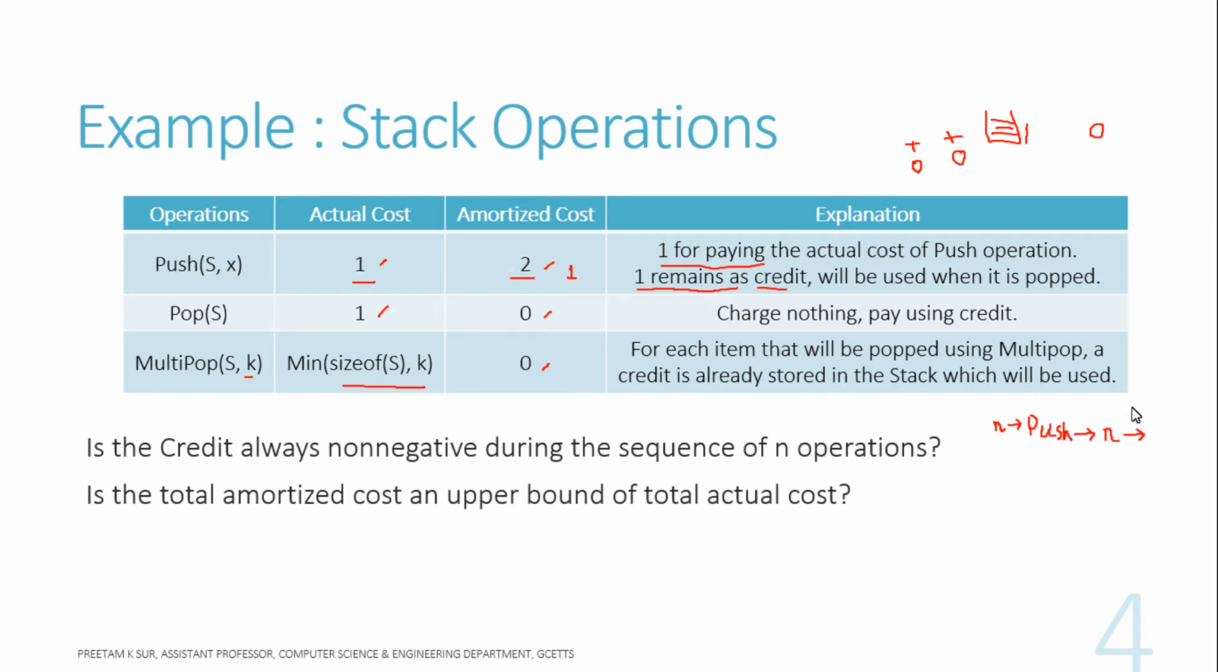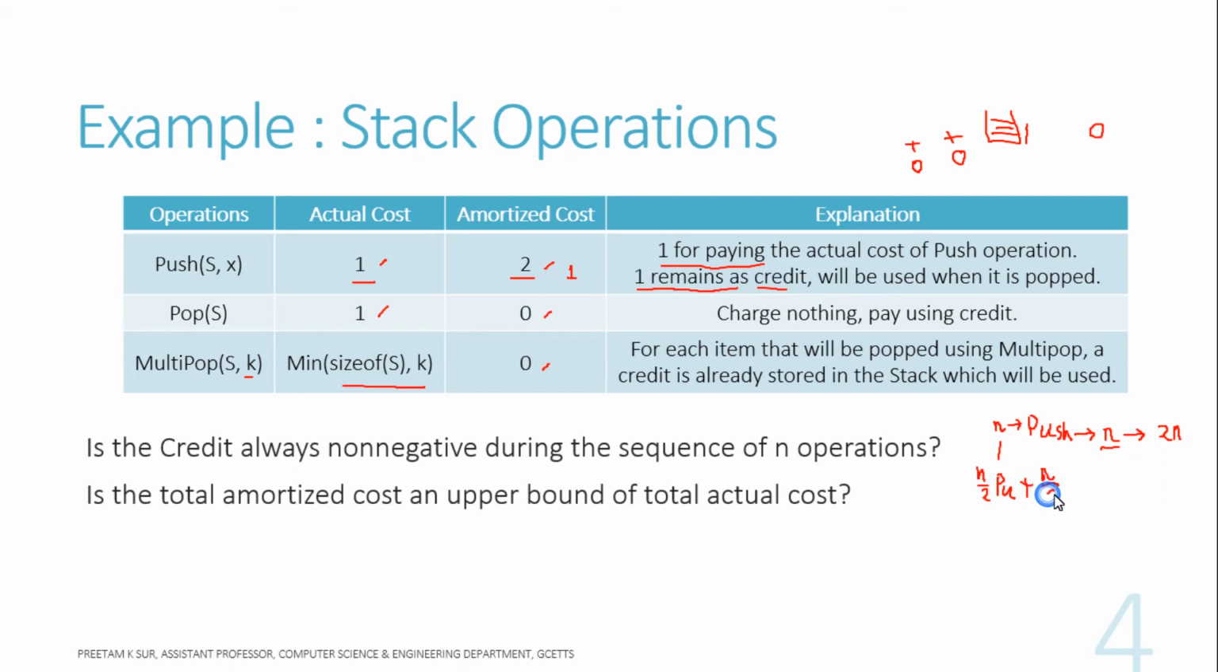So the amortized cost will be twice n. The amortized cost, which is twice n, is basically giving an upper bound to the actual cost, right? Now suppose for these n operations we have n by 2 push operations and n by 2 pop operations. So what will happen in that case?